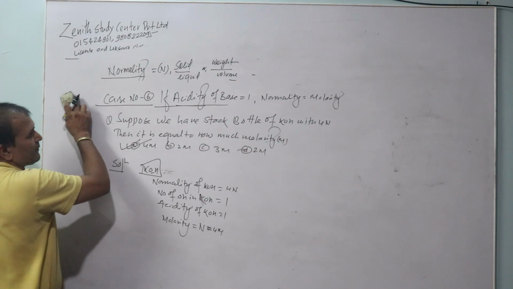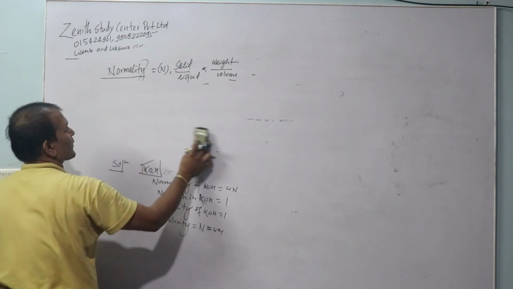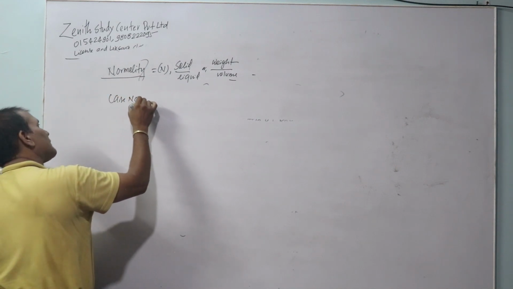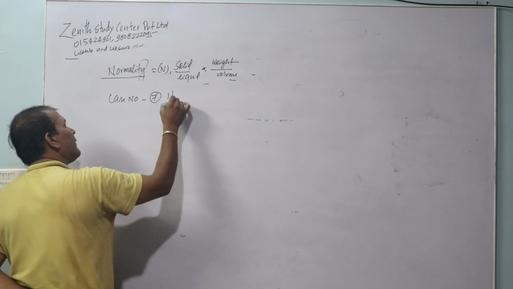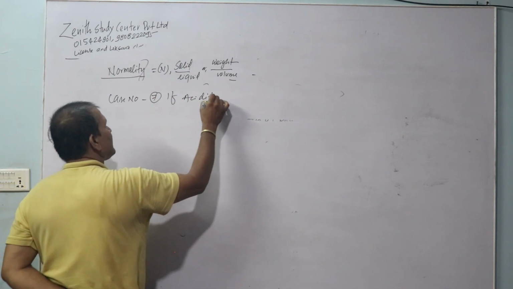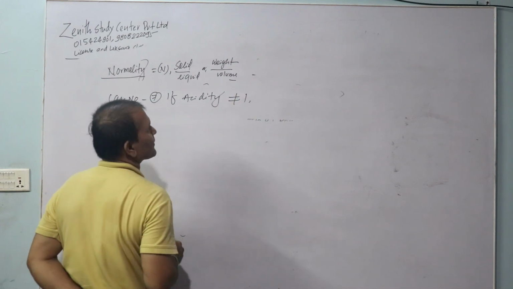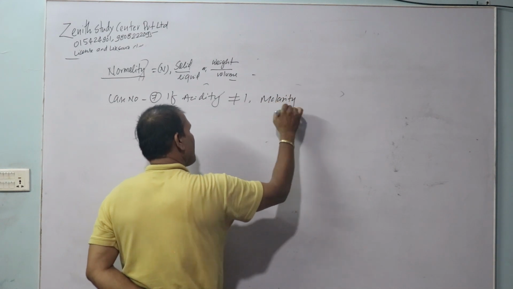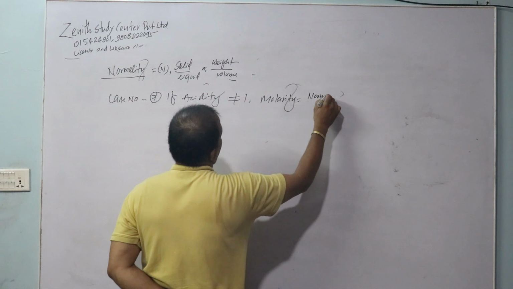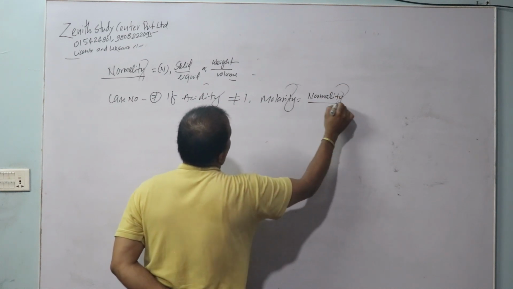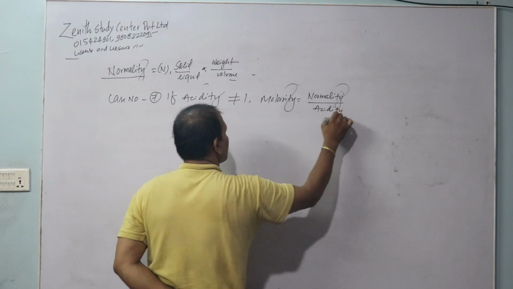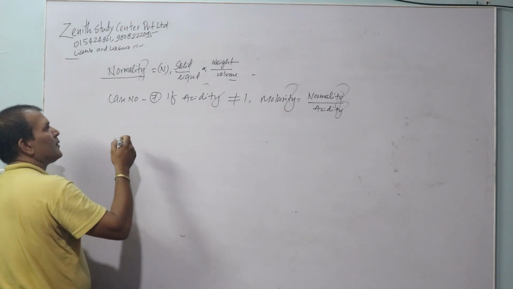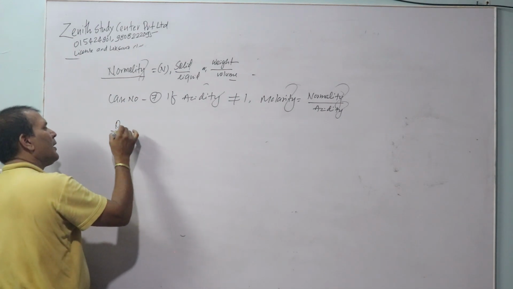Now, case number 7. So what is case number 7? If acidity is not equal to 1, at that condition, molarity is equal to normality by acidity. So this is the molarity of base. Suppose we have a question.